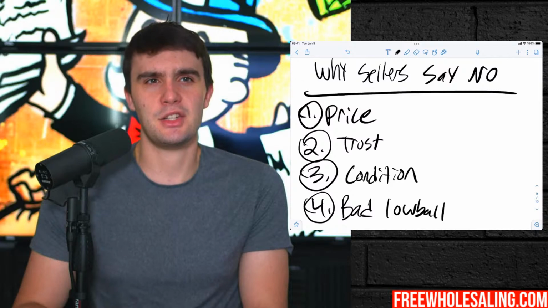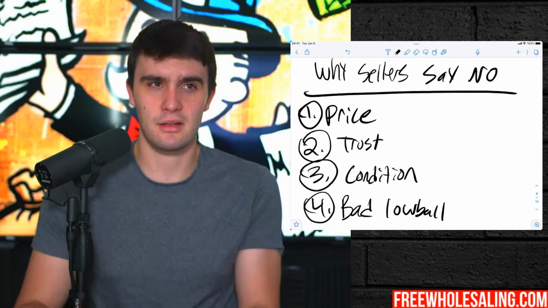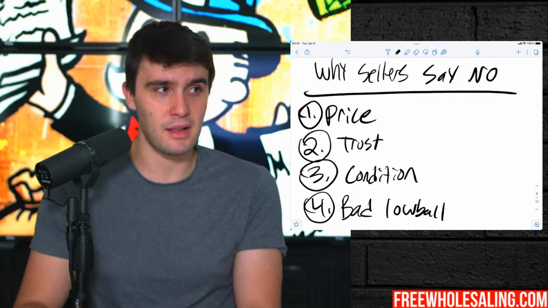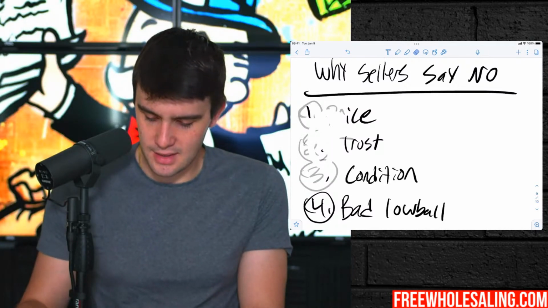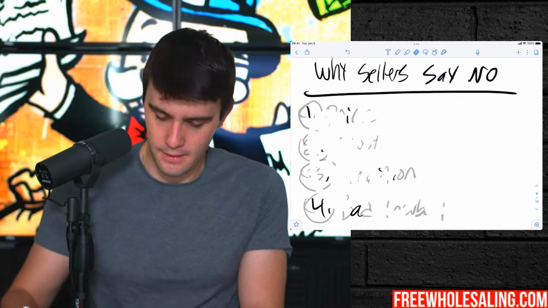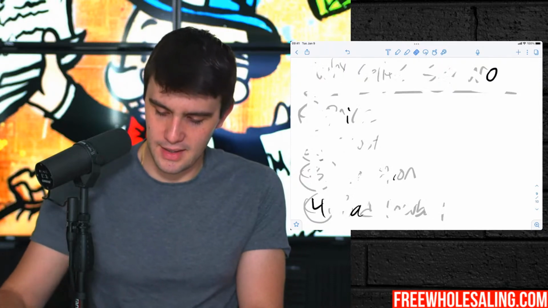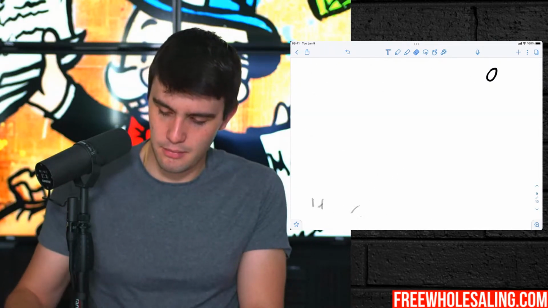Number 3 here is going to be conditioning. So we're going to bring conditioning to the end here. And the fourth one is bad lowball. If you lowball with a bad delivery, you're not going to do very well, right? And then just got to remember, guys, in wholesaling real estate, people make a yes. People choose.